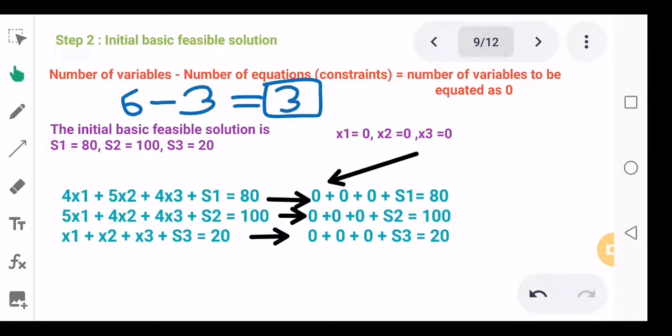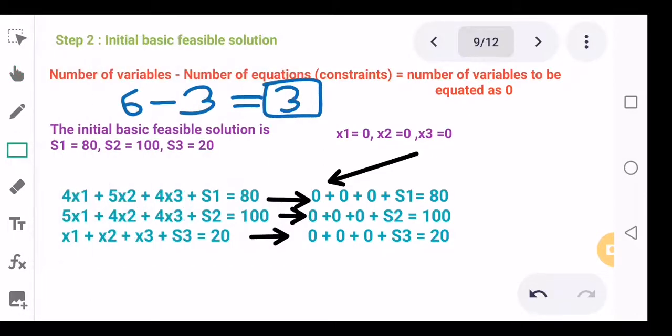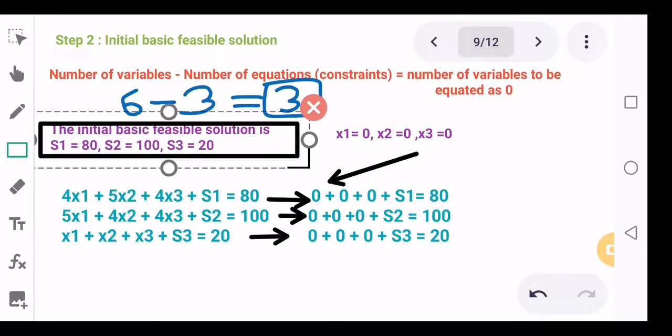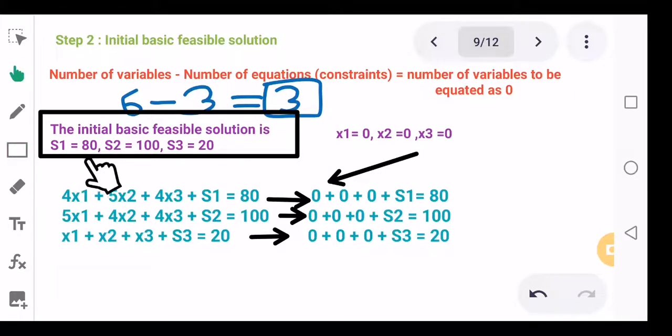But in this stage, what we found out was that the initial basic feasible solution is s1 is equal to 80, s2 is equal to 100, and s3 is equal to 20. So this is the initial basic feasible solution. Now based on this, we will be solving the question. So step 2 is to just find the feasible solution, and the feasible solution is s1 is equal to 80, s2 is equal to 100, s3 is equal to 20.